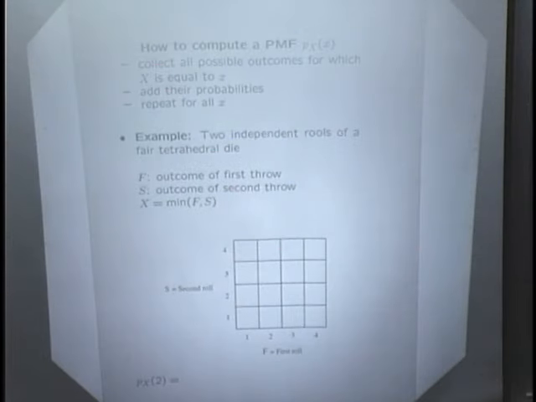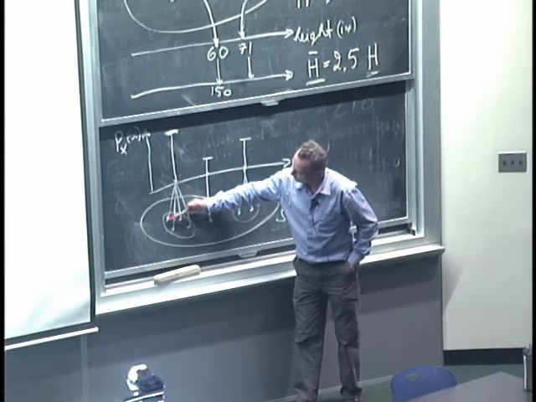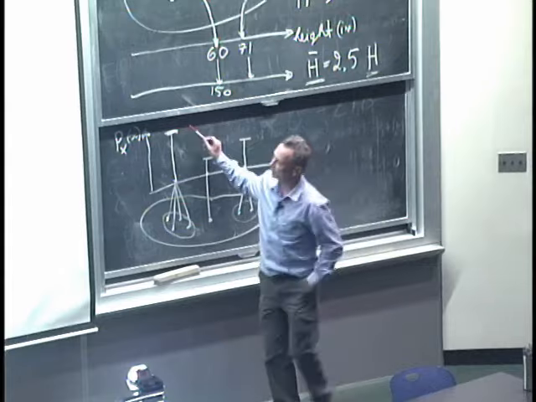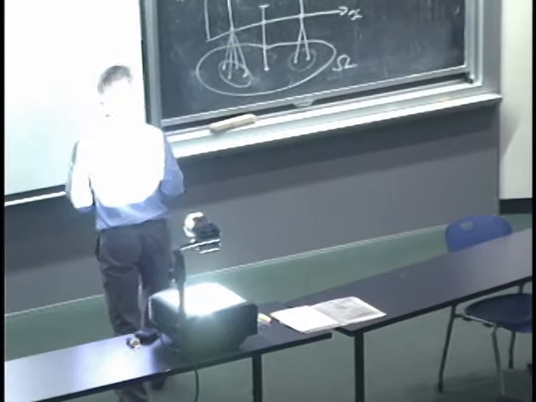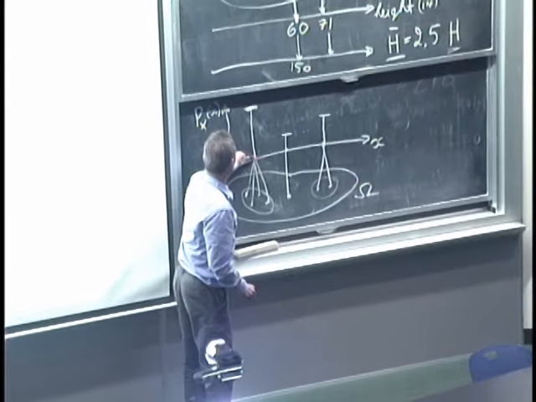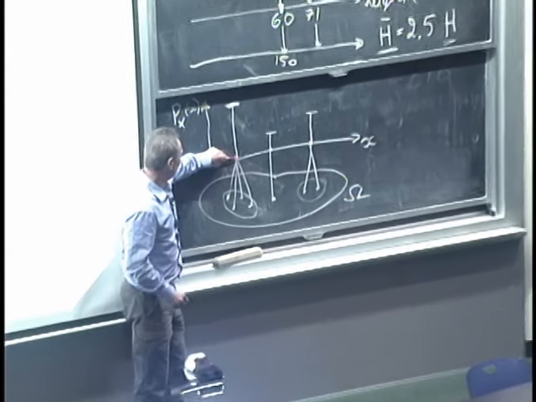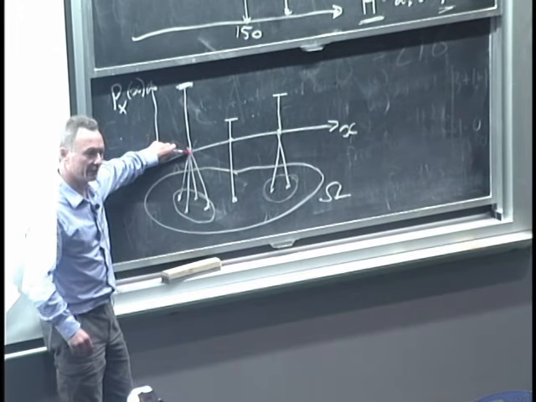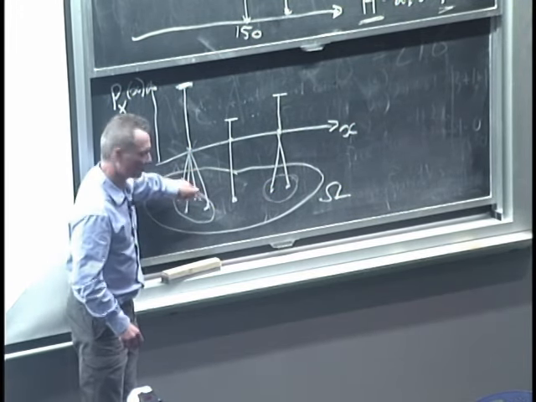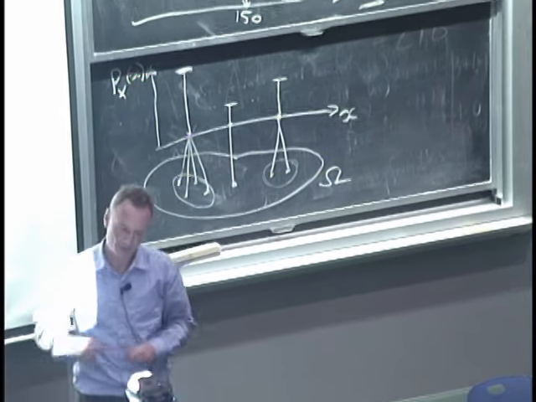For example, in this picture, if I want to find this value of the PMF, I need to add up the probabilities of all the outcomes that lead to that value. So the general procedure is exactly what this picture suggests. To find this probability, you go and identify which outcomes lead to this numerical value and add their probabilities. So let's do a simple example.